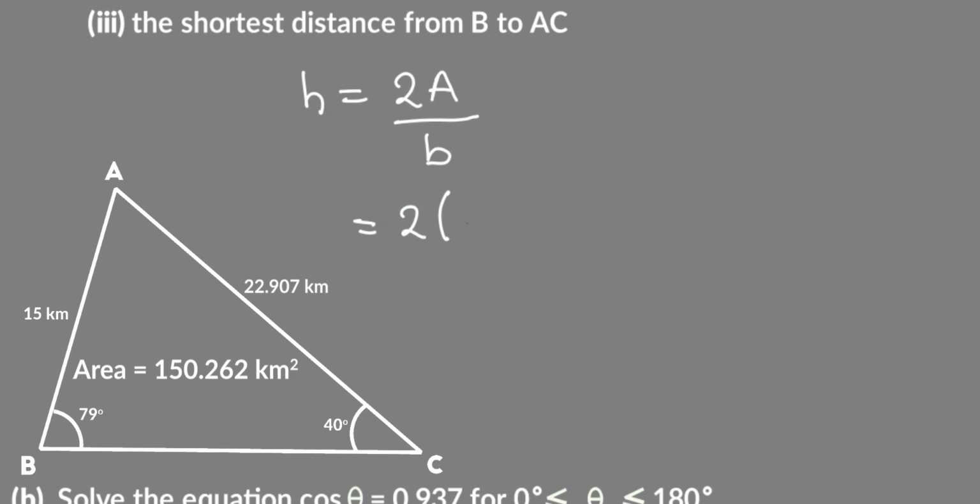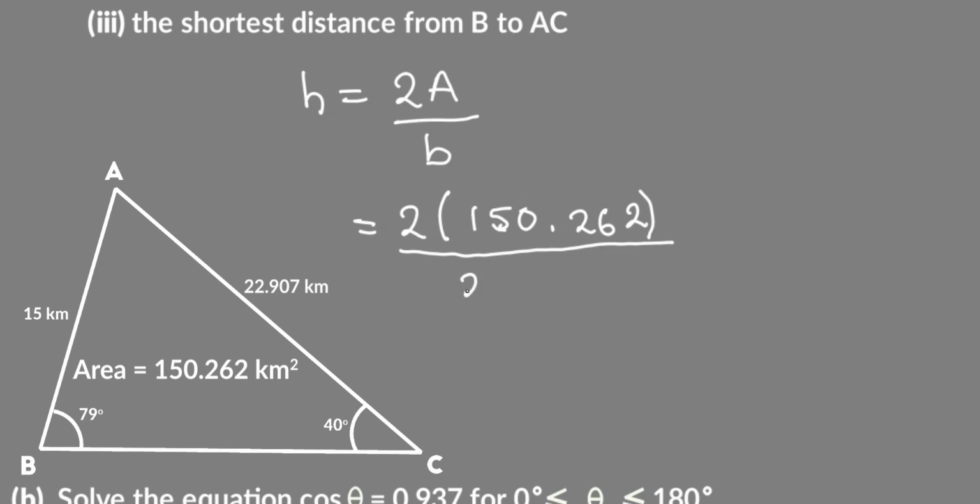Once again, we're asked to find the shortest distance. So we have the distance AC, which is going to be our base. Now we don't even need to worry so much, we just need to go direct this time. So H is equal to 2A over B. B for base, A for area. Area we just found, and so it's going to be 2 multiplied by our area. We can use the one that we rounded off with more numbers, this one here, 150.262. Then our base is side AC, which we calculated.